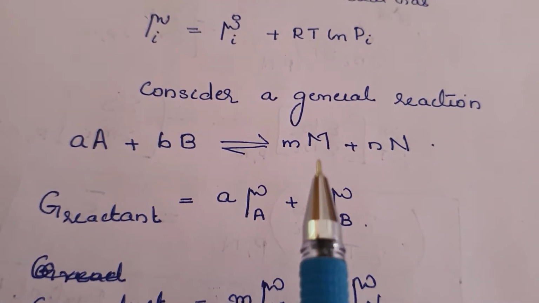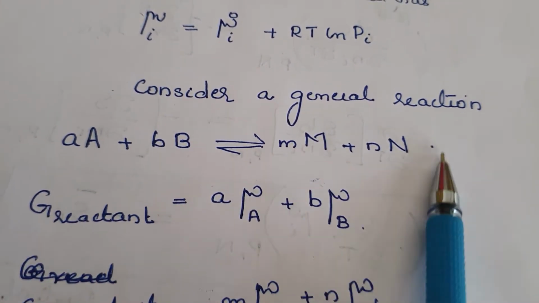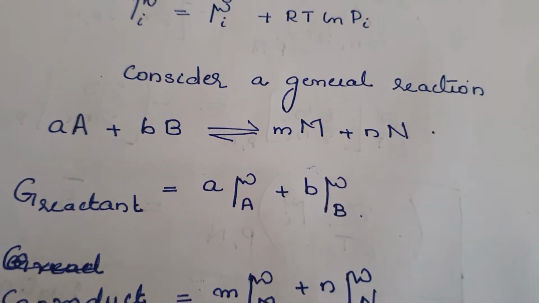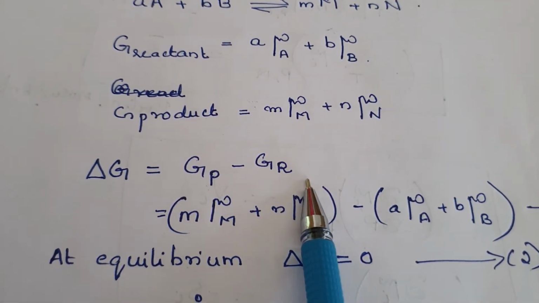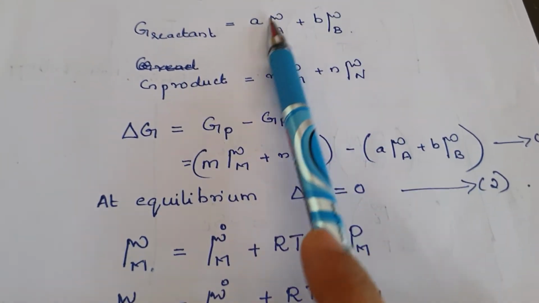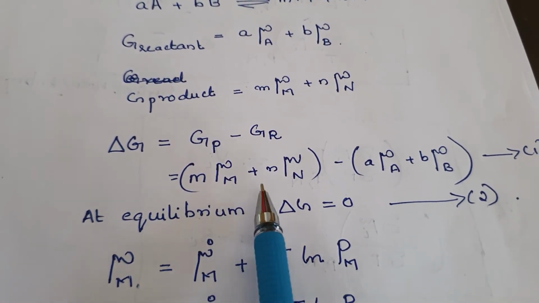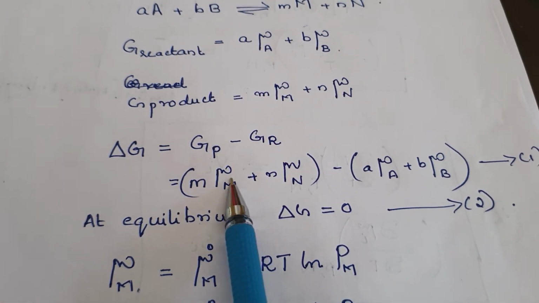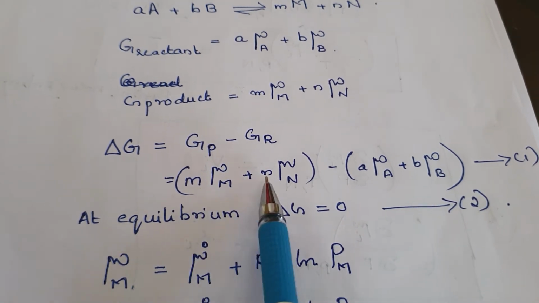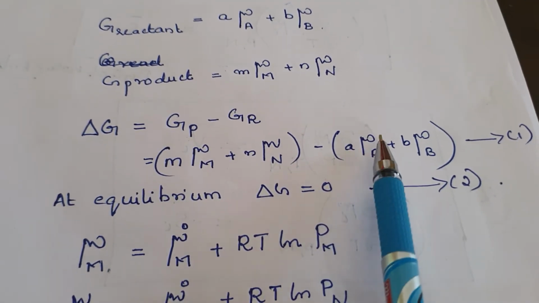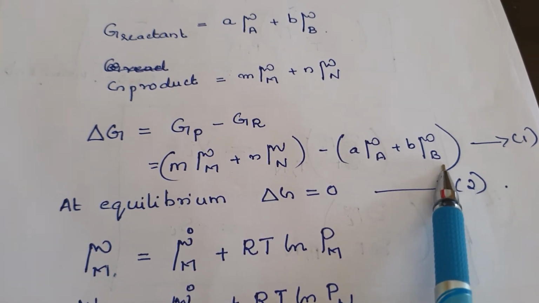This is just the sum of the chemical potentials of the products minus the sum of the chemical potentials of the reactants. So ΔG = Gp minus Gr = (m μM + n μN) minus (a μA + b μB). Be careful, M capital is the species and m small letter is the number of moles.